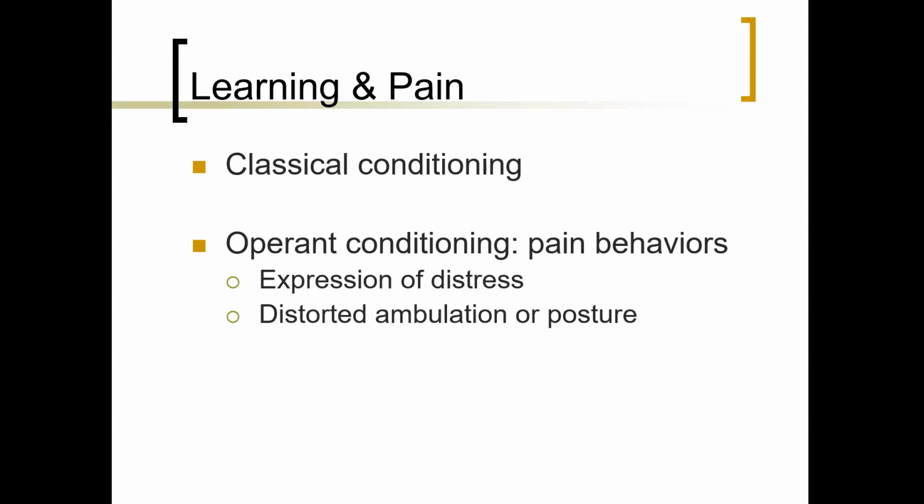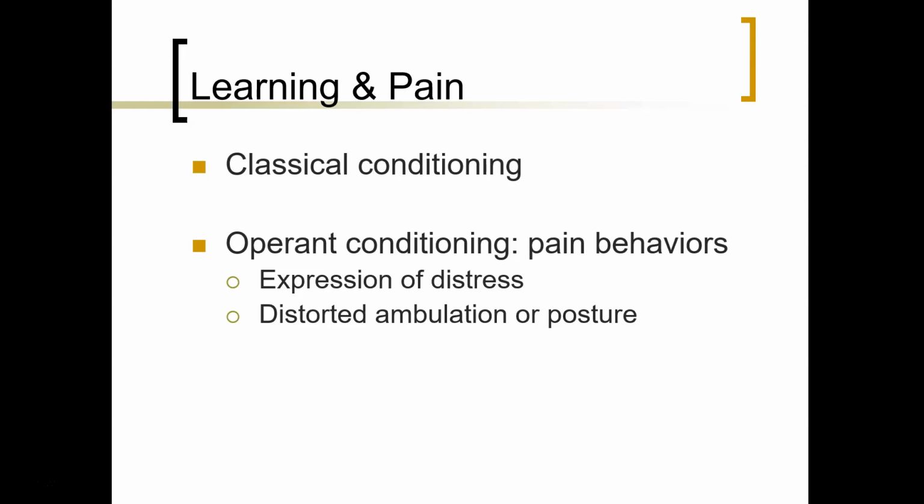So it might be that they are told, go lie down, you seem like you're in pain. And so it allows them to escape from situations. Or it might be, oh, you know what, let me do this for you instead. Now they've had tasks removed or subtracted, and that increases the likelihood that they'll continue to show that distorted ambulation or posture. And it's not always even interpersonal, so it doesn't have to be another person who's delivering these rewards.